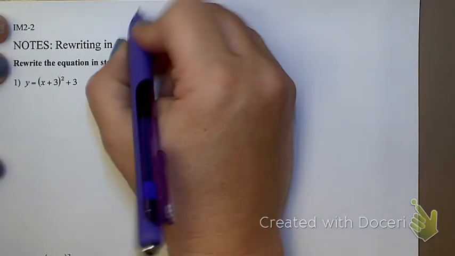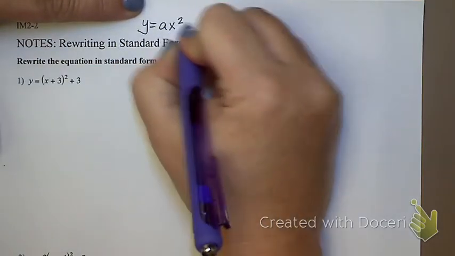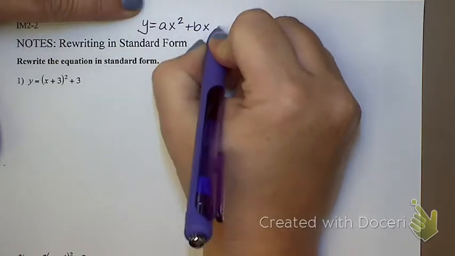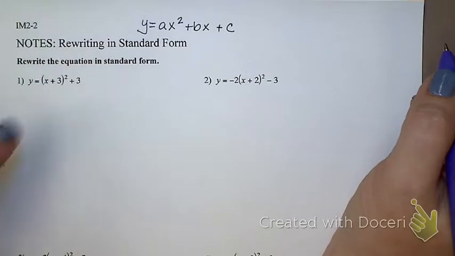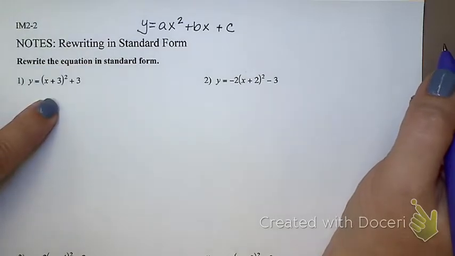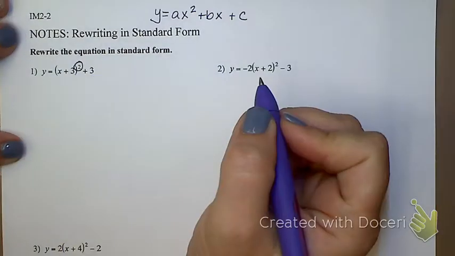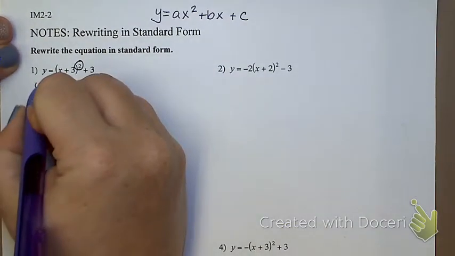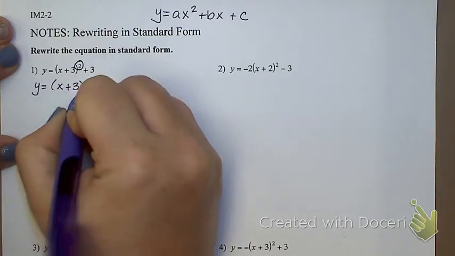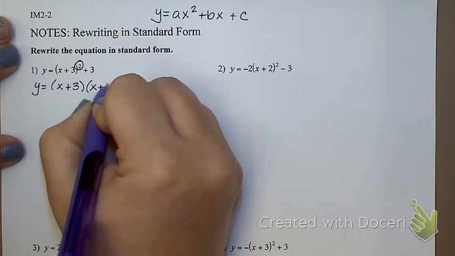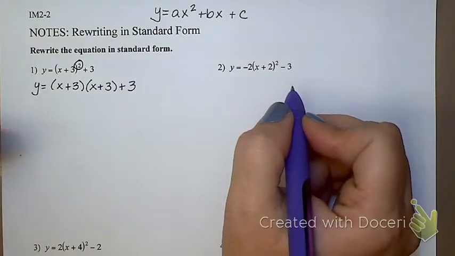Now, if you remember, standard form is y equals ax squared plus bx plus c. There's no parentheses in it. So basically that means we need to get rid of the parentheses here. How do we get rid of the parentheses if it has a squared on it? Well, we need to write the parentheses twice, and we'll need to multiply it. So you can either use the box method or the distributive method.